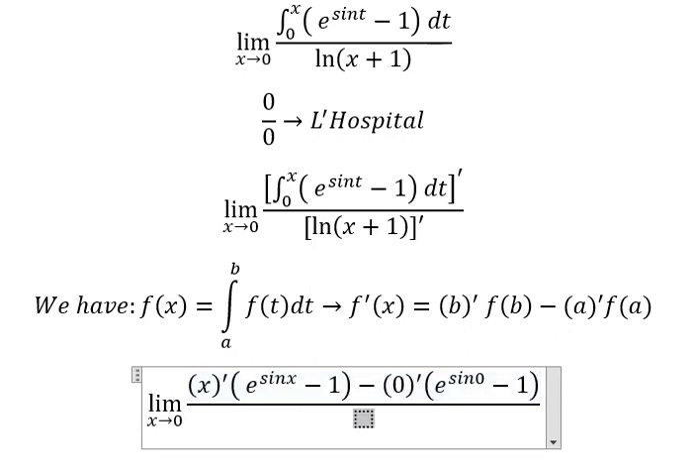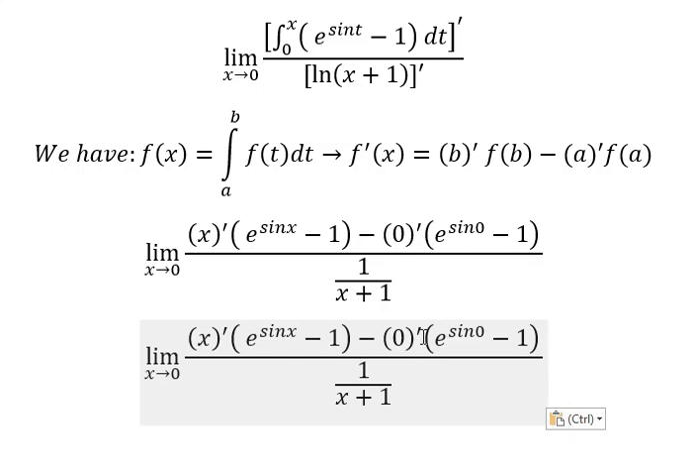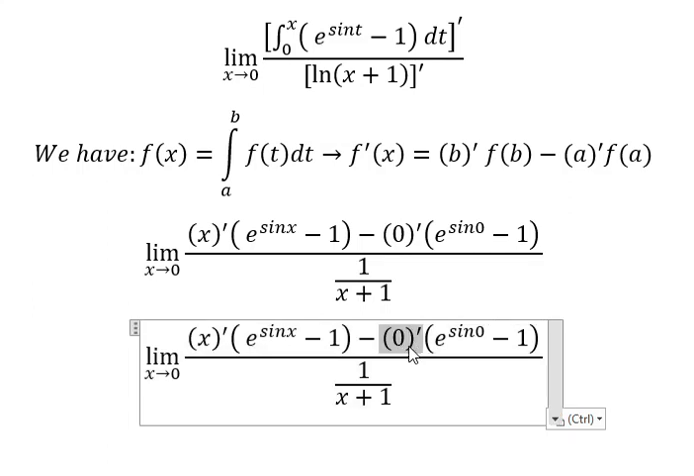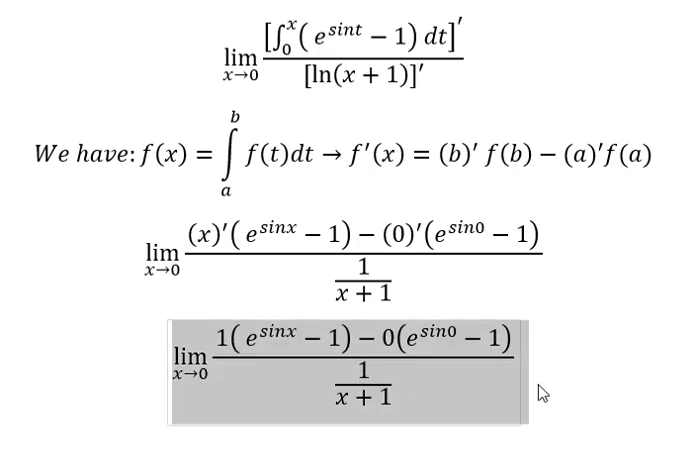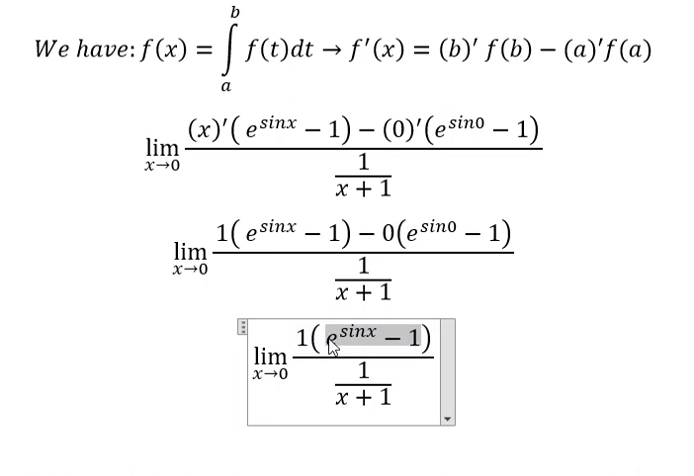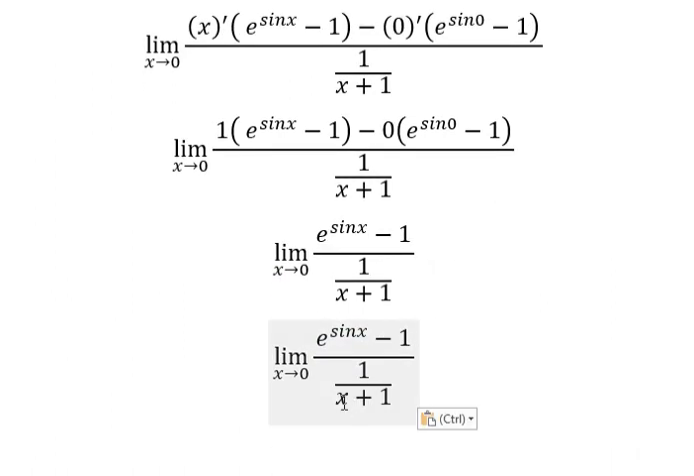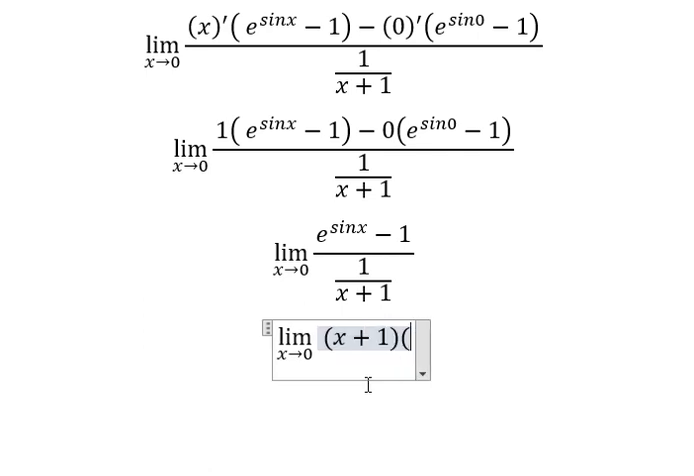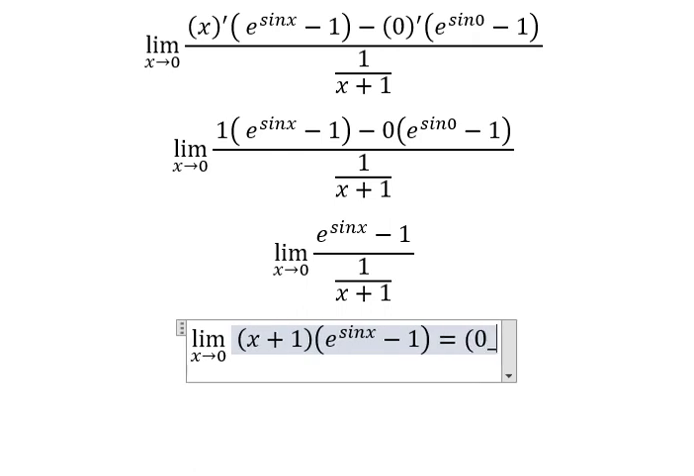This one we have 1 over x plus 1. So this one is a constant, so you get 0. This one we have 1. And now we can simplify. So I will put x plus 1 in here. And now we have the final answer.